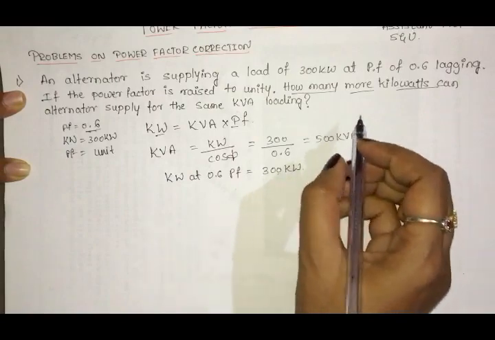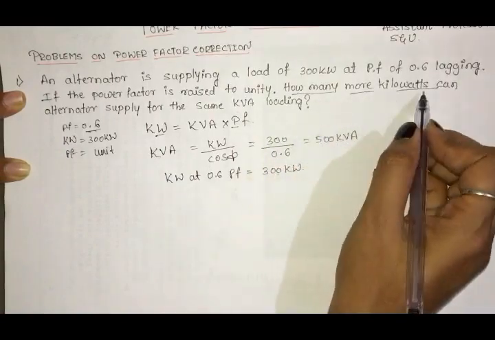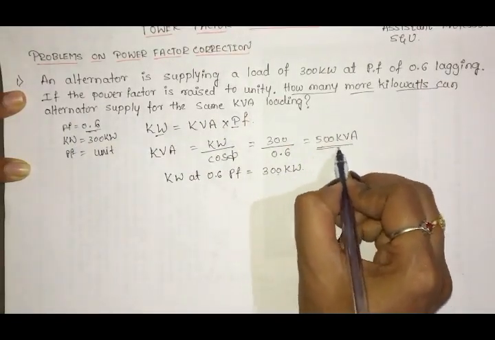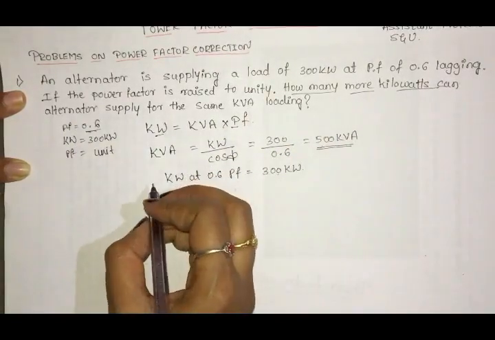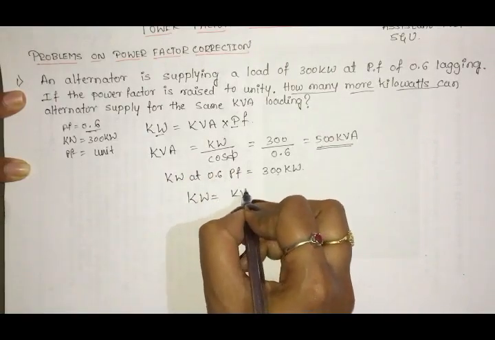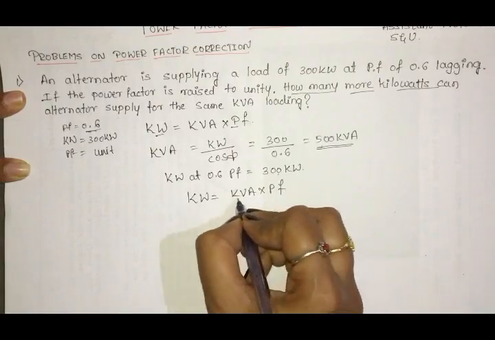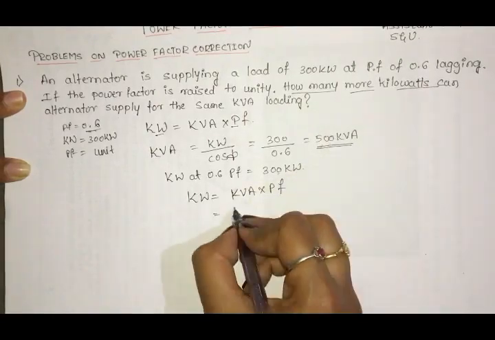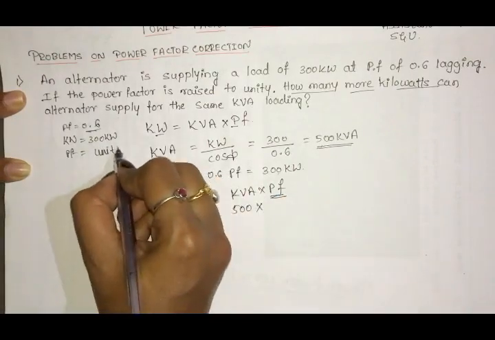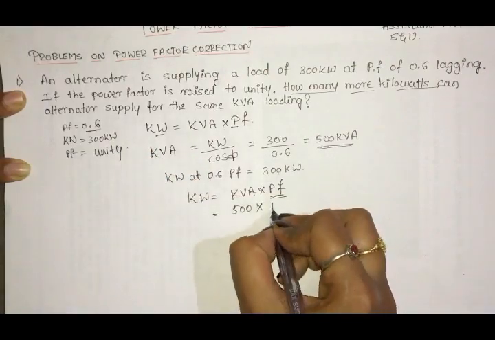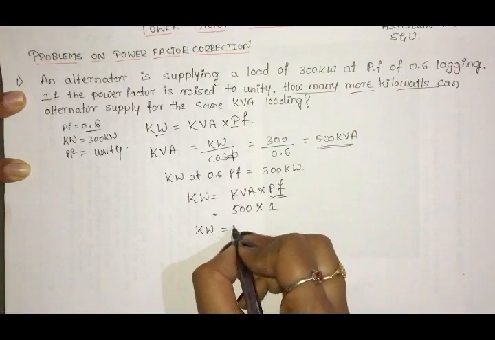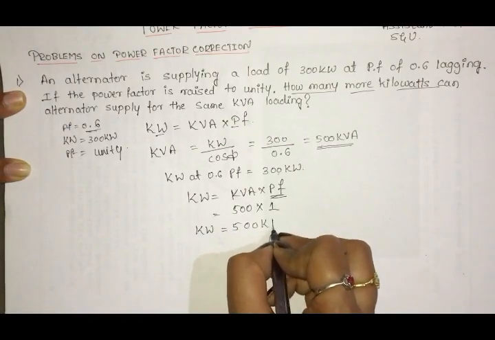Now what we need to find is how many kilowatts we can supply from the alternator if the kVA rating is the same. So again take the formula, kilowatt is equal to kVA into power factor. We got the kVA rating, that is 500, into the power factor. If you increase the power factor to unity, that is 1, how much kilowatt can we supply? 500 into 1 is 500 kilowatt.